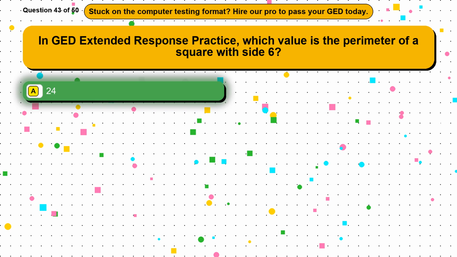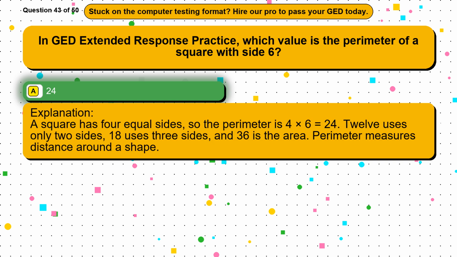The correct answer is option A, 24. A square has 4 equal sides, so the perimeter is 4 times 6 equals 24. 12 uses only 2 sides, 18 uses 3 sides, and 36 is the area. Perimeter measures distance around a shape.